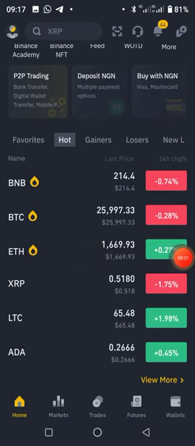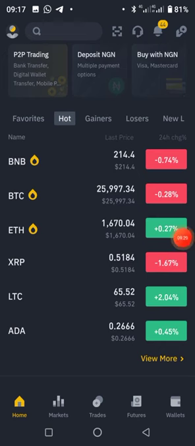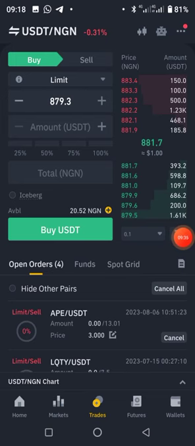So after you have deposited, now this is what you do. After you have deposited, you come back to trade. Now in trade, you can see what I was saying. This is USDT. We are in USD. You can see formerly it was 878.79. Now it's 881. So you have a balance of Naira here.